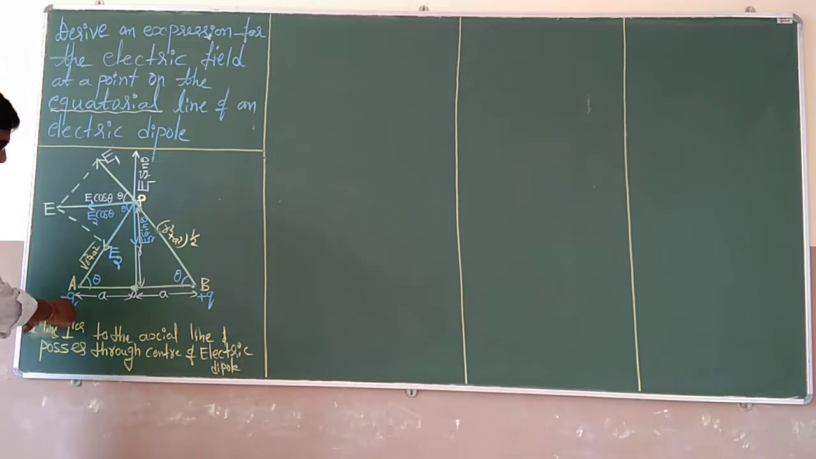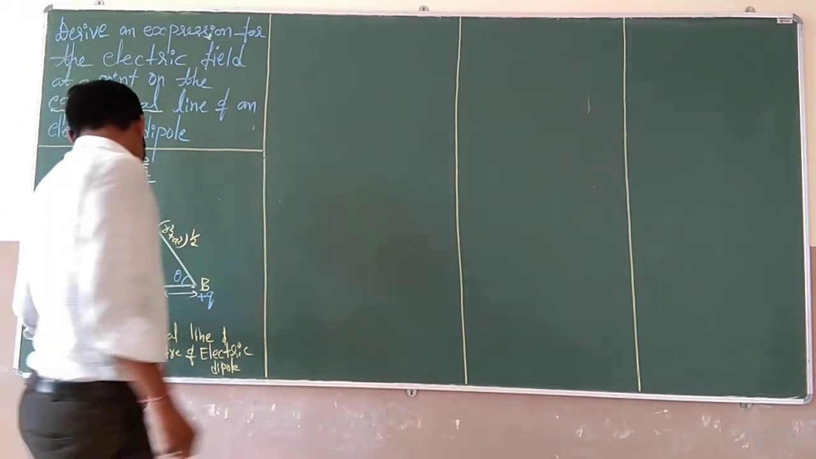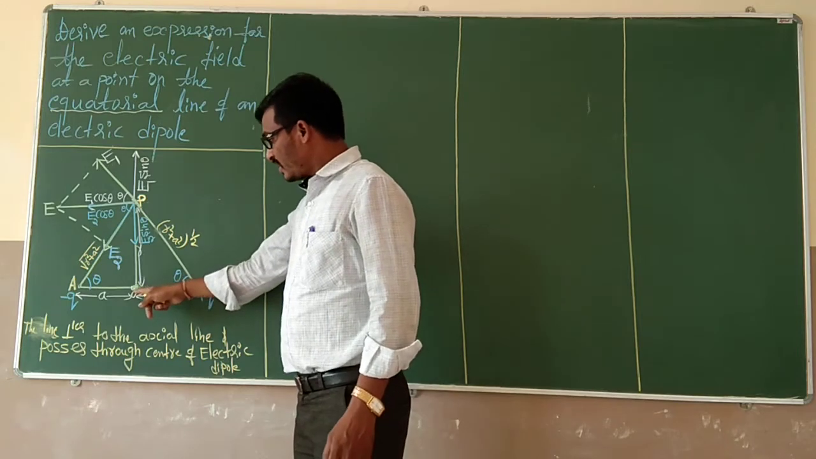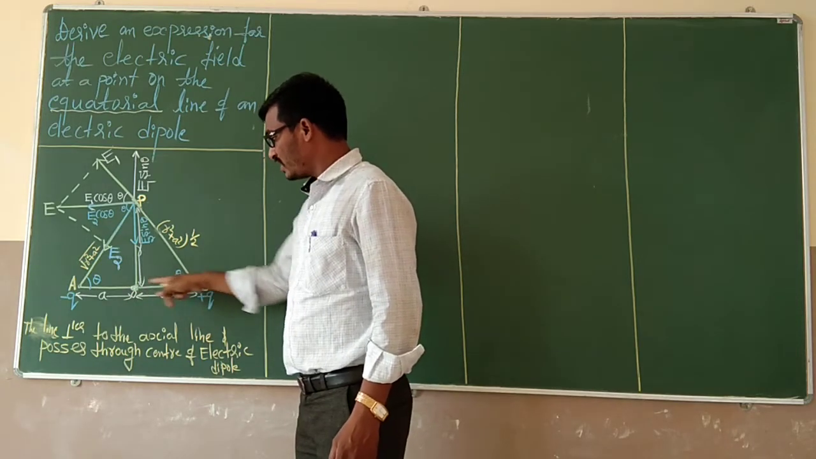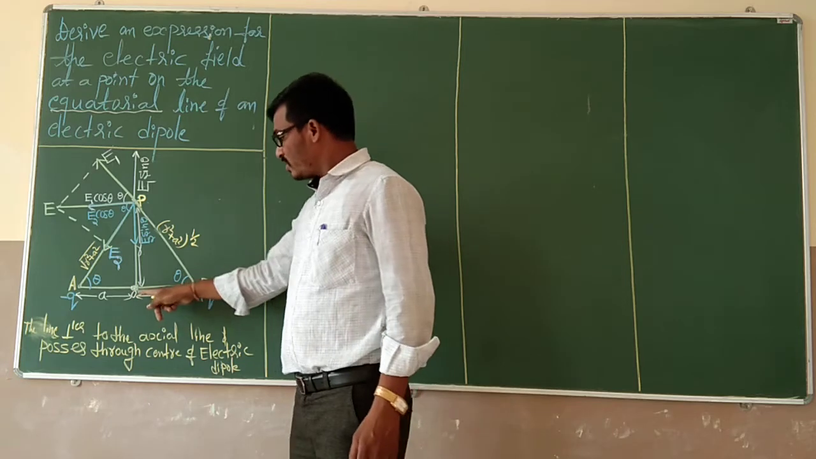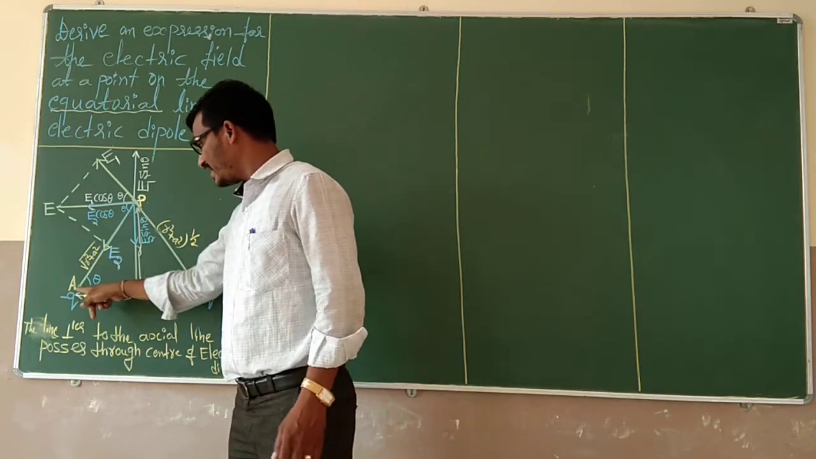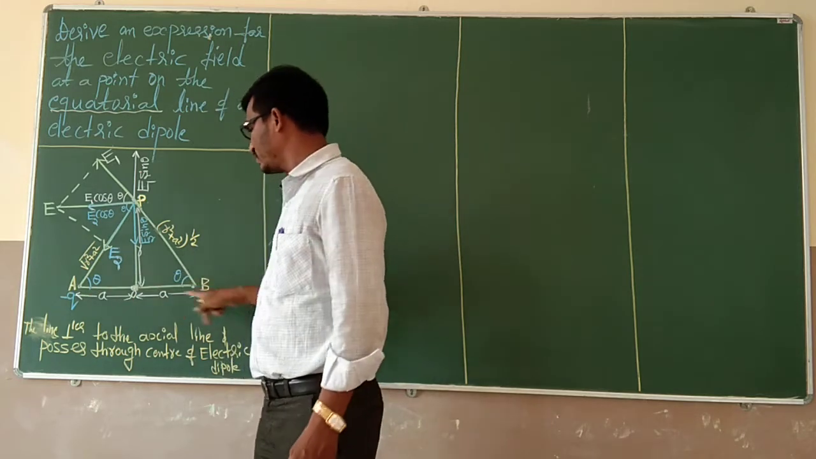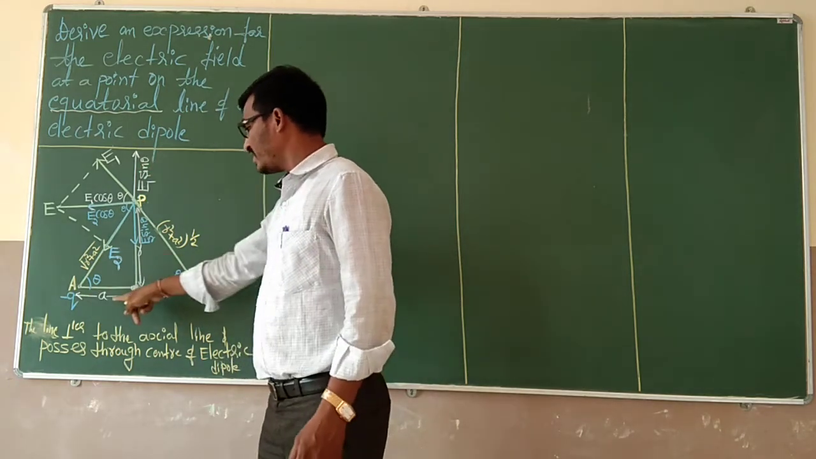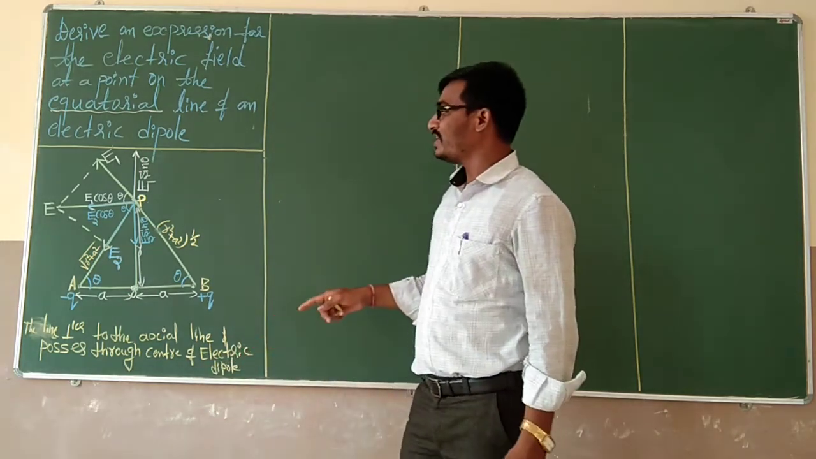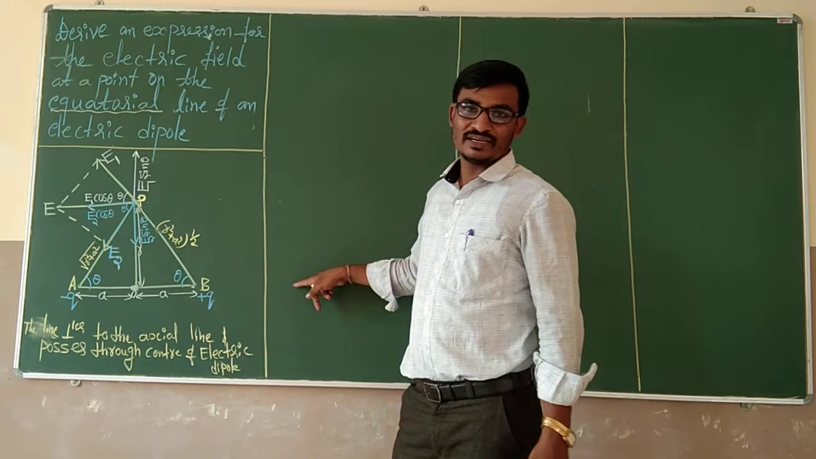Here we consider two charges, one is minus q and another one is plus q. These two charges are separated by a distance 2a. Here we choose the center point of the dipole axis, that is O. From the center, the OB distance is a, as well as the OA distance is also a. The total distance for this electric dipole is 2a. In the previous video we discussed the electric field along the axial line, and we derived that one.